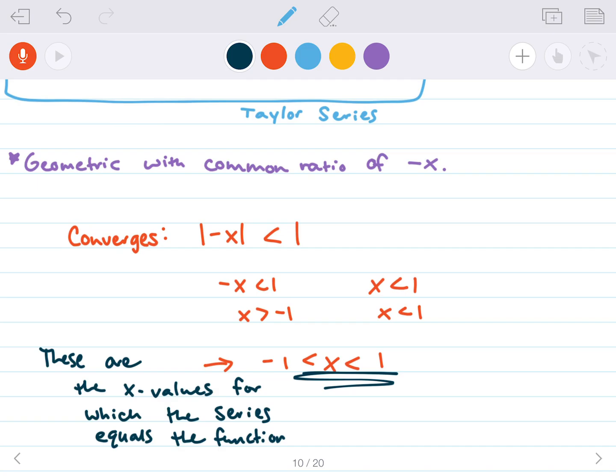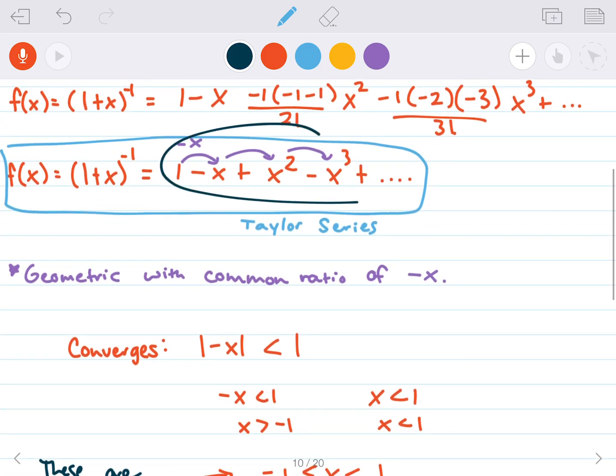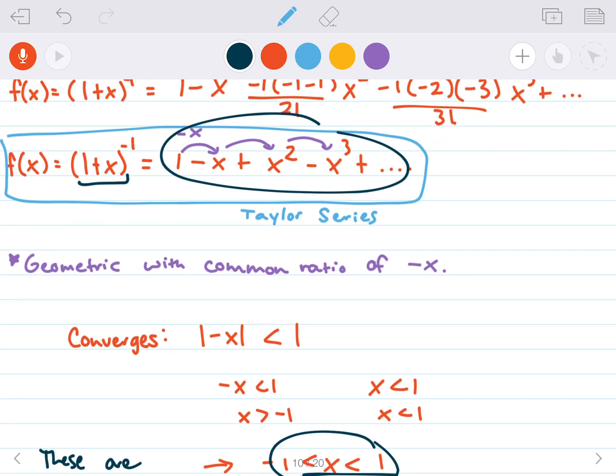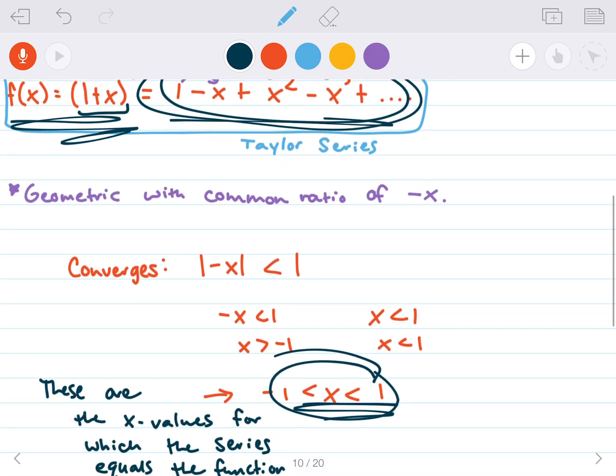So if x is between negative 1 and 1, yes, the series does converge, and it converges to this guy. If it's outside of that interval, it's not going to converge. So for instance, let's think of something outside of this interval. How about x equals 2? Well, 1 plus 2 to the negative 1 is not actually going to equal this infinite series, 1 minus 2 plus 2 squared minus 2 to the 3. Remember, this is only equal to this series when x is between negative 1 and 1, when x is within that interval of convergence.